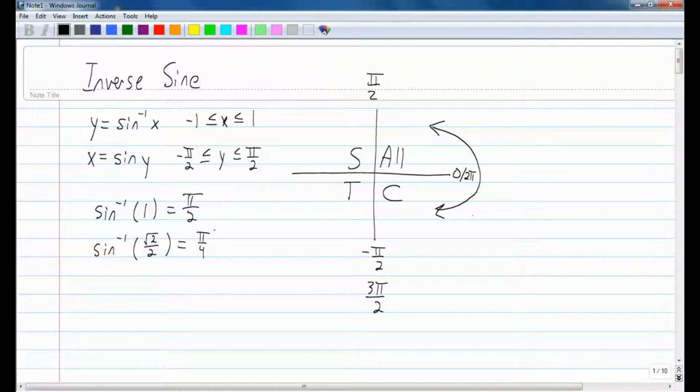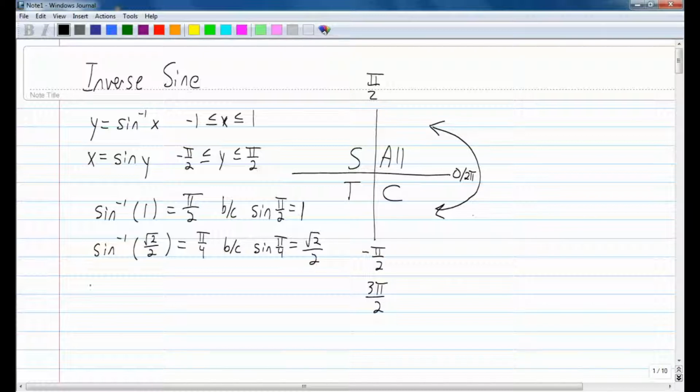You might want to write a note to the side telling why these answers are what they are, so that when you look back at your notes you can understand exactly what you were doing. So right beside where I have the inverse sine of 1 is pi over 2, I'm going to say because the sine of pi over 2 is equal to a positive 1. And the inverse sine of square root of 2 over 2 is equal to pi over 4 because the sine of pi over 4 is equal to the square root of 2 over 2.